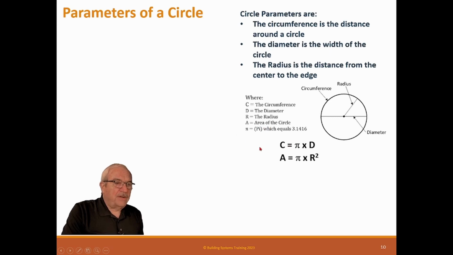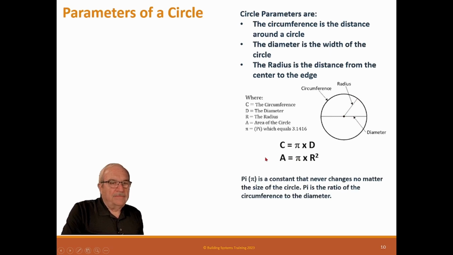And here are the standard formulas. The circumference, which is the outside of the circle, equals pi times d, the diameter. So you take the diameter, multiply it times pi, and you know how many feet are around the outside of the circle. And for the area, A equals pi times r squared. So you take r and square it and multiply it times pi, and you get the area within the circle.